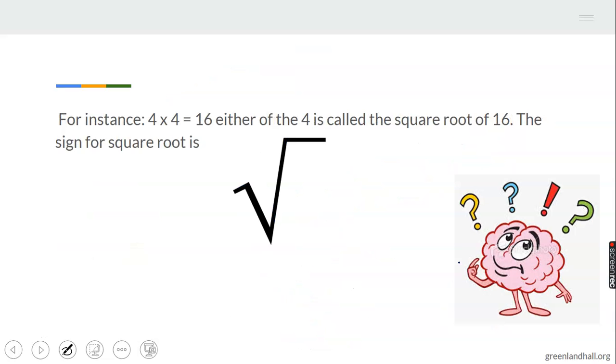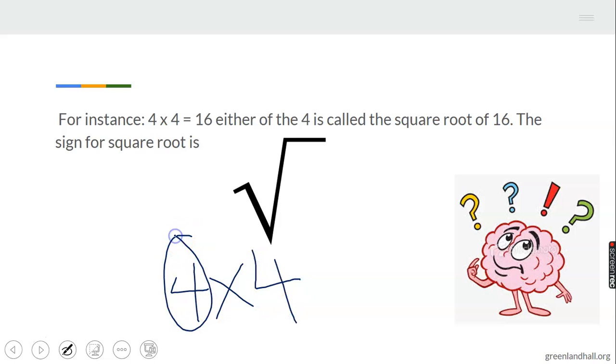Alright, so we get right into it. For instance, 4 times 4. Remember, this is a symbol. 4 times 4 is 16. So either of the 4s is called the square root of 16. That was what I explained. Now we say what that "either" means. I'll show you. You can pick this 4 to be your square root, or you can pick this 4 to be your square root. Remember, this is the symbol of what? Square root. Don't forget that. That's the symbol of square root.